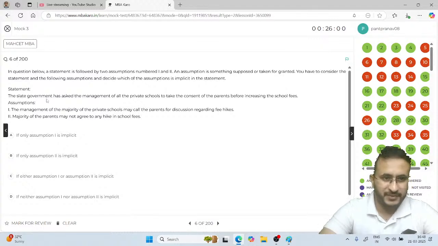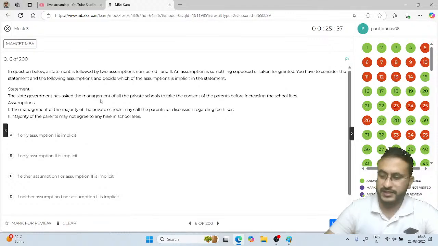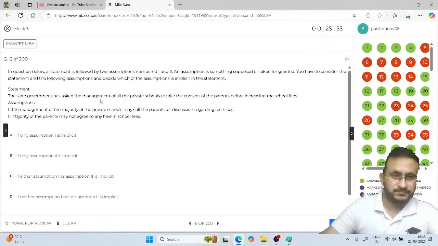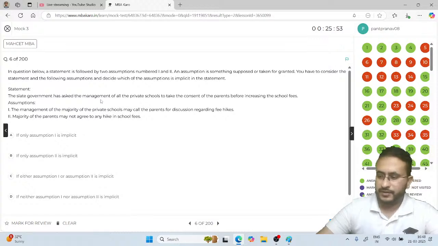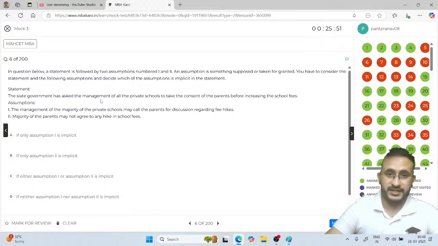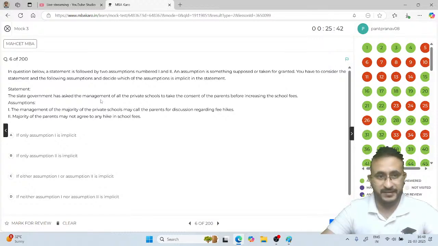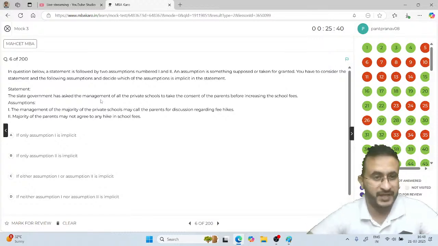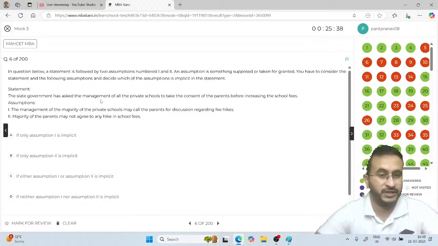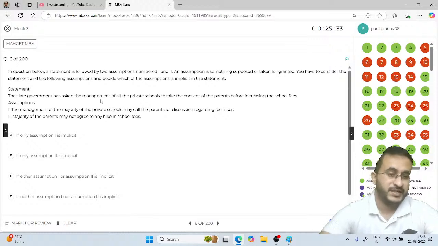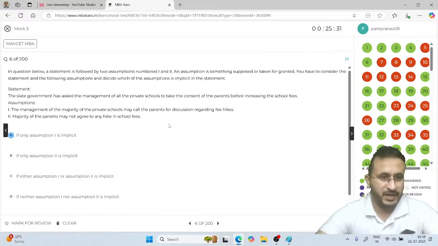It should be state government, like it's appearing to be state, so there is a typo here. All private schools to take the consent of the parents before increasing the school fees. So the management of the majority of the private schools may call the parents for discussion. So yeah, they may. So if they are increasing the fee, so they may call the parents for discussion. Second, we cannot tell. They may agree or may not agree.